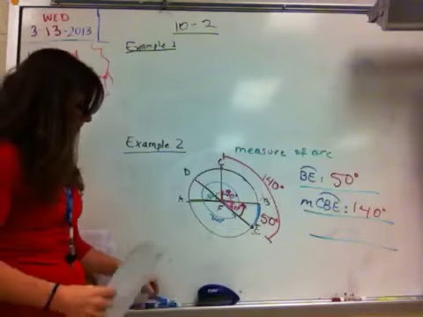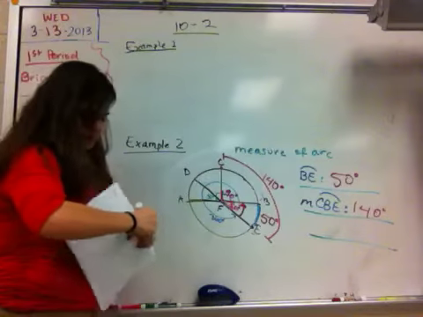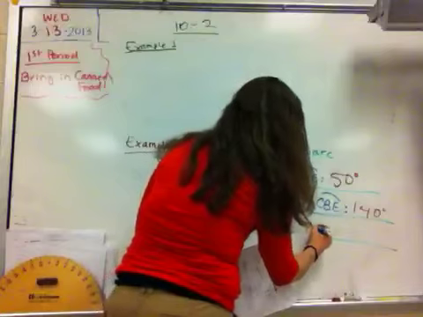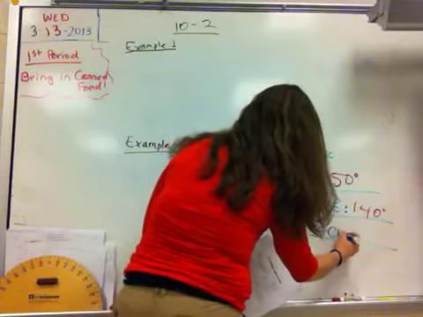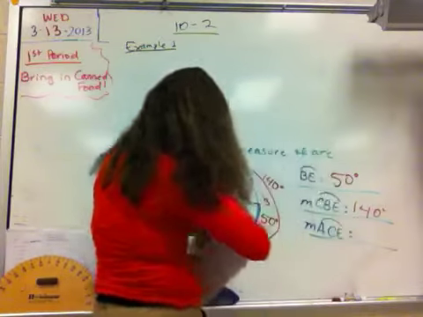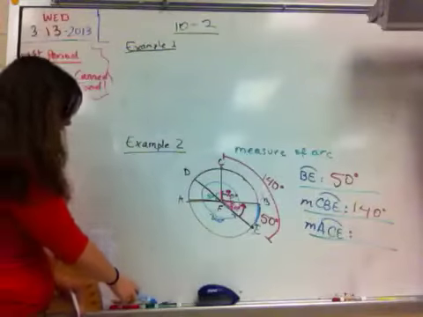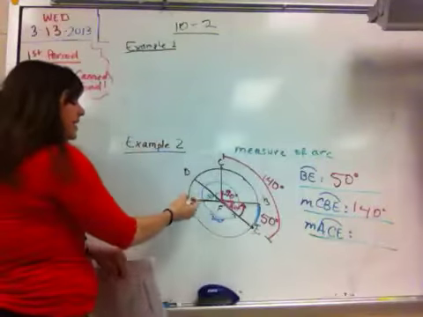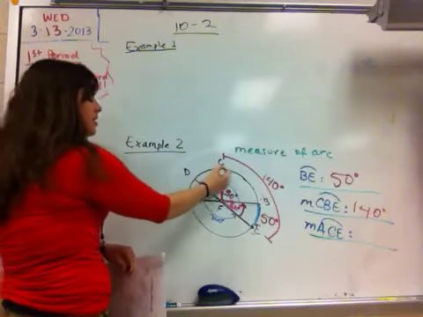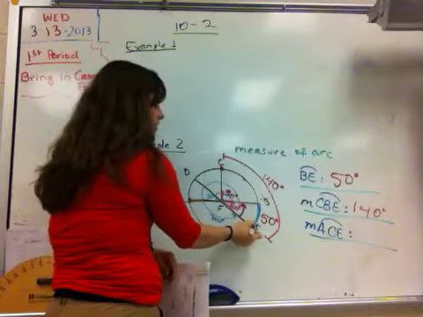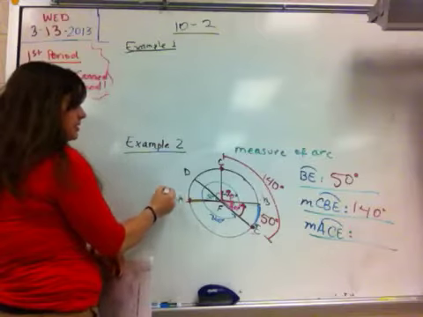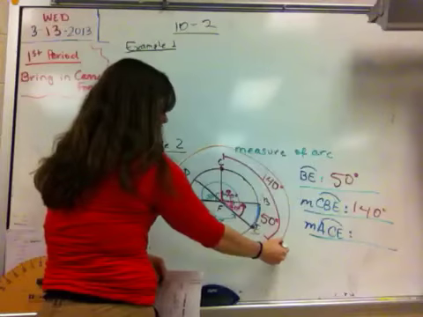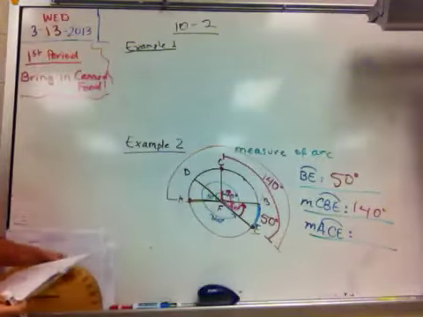Okay. All right, let's try the last one. Please write down this notation. Measure of angle ACE. Okay. Let's take a look at this. Find A. We're going to go from A through C all the way over to E. So here we go. We need all of that.